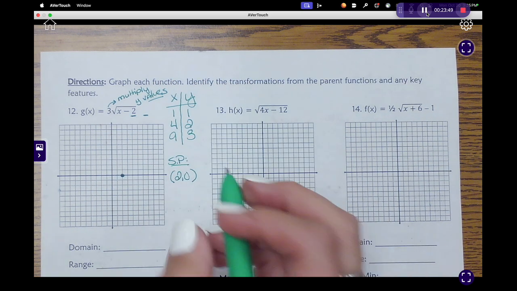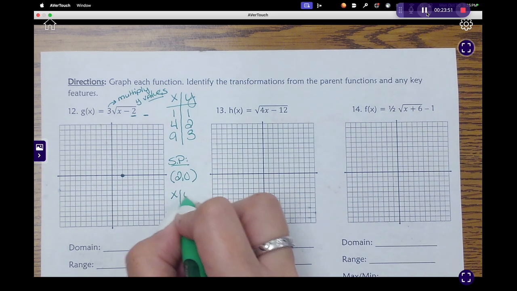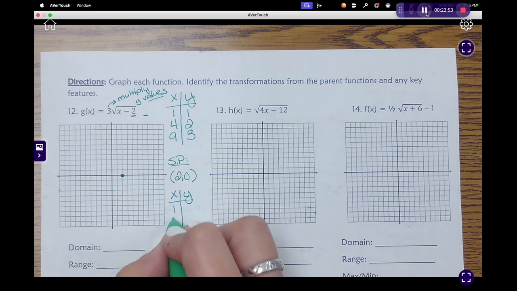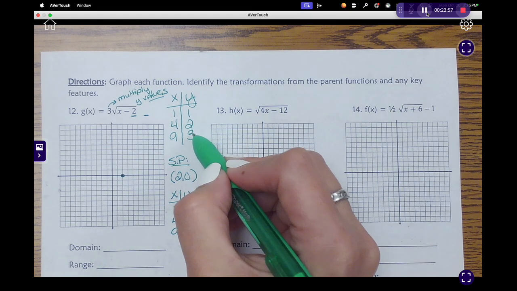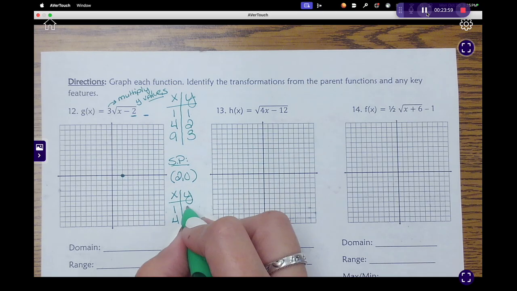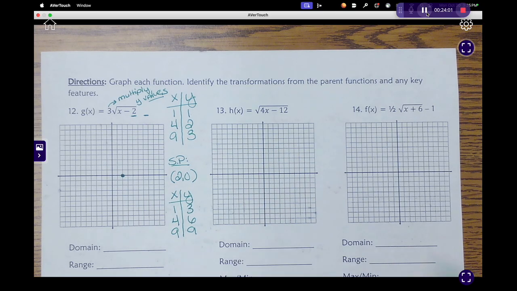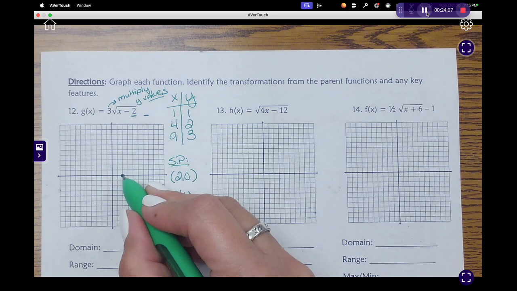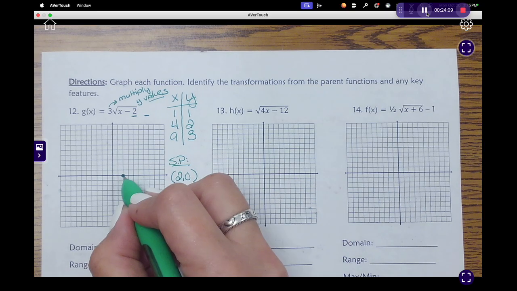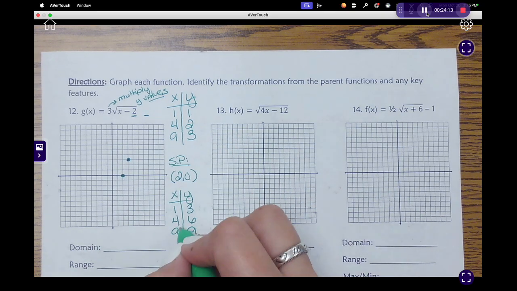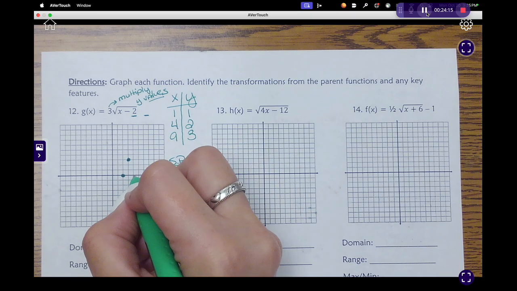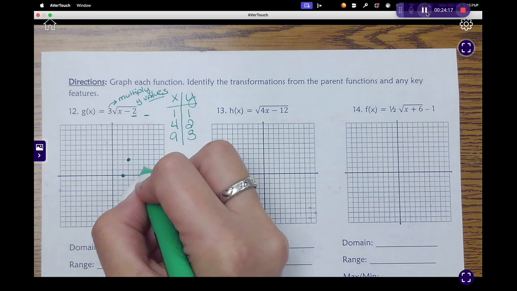So for every a value, when I'm looking at creating my direction table, those x's are staying the same. So that's still going to stay 1, 4, 9. But here, these y values are going to be multiplied by 3. So that becomes 3, 6, and 9. So that's going to be my direction that I'm going to go for those ordered pairs. And all of these, I am starting from that starting point at 2, 0. So I am going to go over 1 and then up 3. I'm going to go over 4 and up 6.